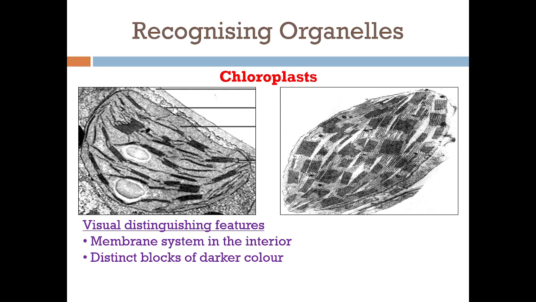Another feature that is not so confirming but may give you a hint is the size of the organelle. Again, if you can see the entire cell, you can do some comparison in terms of size. Chloroplast usually is the second largest organelle. It's much larger than the mitochondria. It's just slightly smaller than the nucleus. So if you can compare sizes, then together with the coloration, the blocks of darker colors, you can confidently conclude this should be the chloroplast.